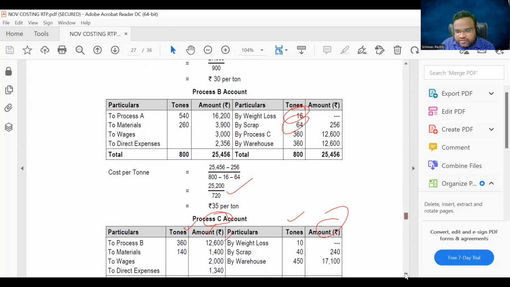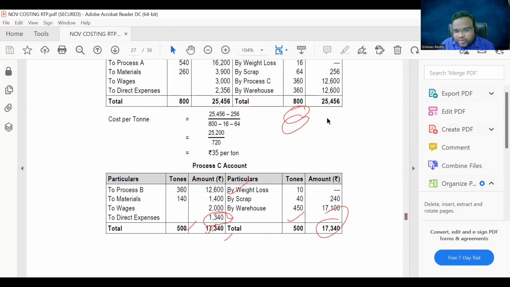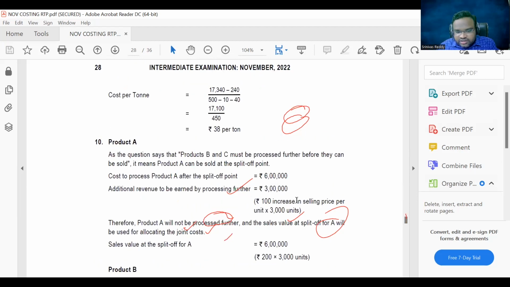Similarly, process C and warehouse. Similarly, you'll work out the process C account. How much did you get from process B? 12,600 and newly introduced 140 into 10, 1,400. So total 500 tons. So weight loss and scrap balance would be transferred to warehouse. It's a simple account, not much of difficult. Okay, right.